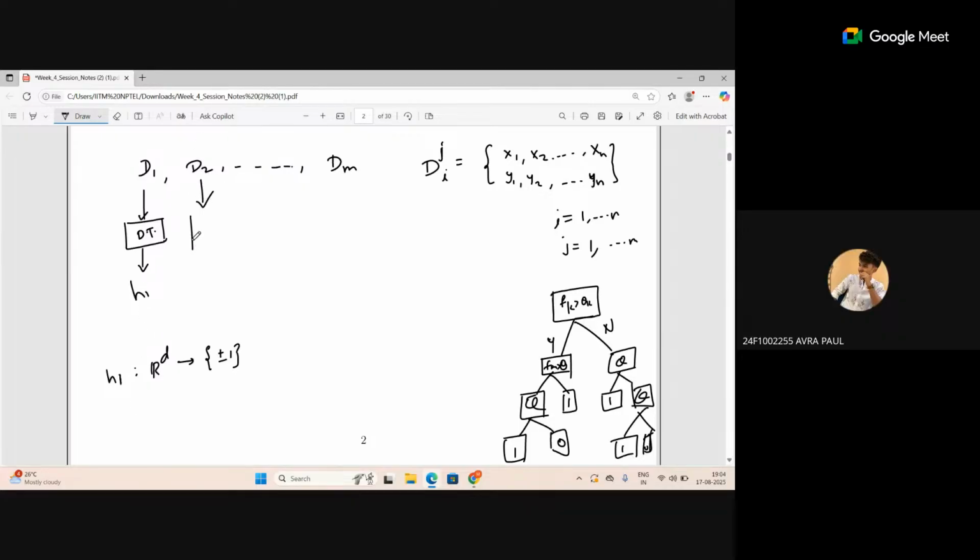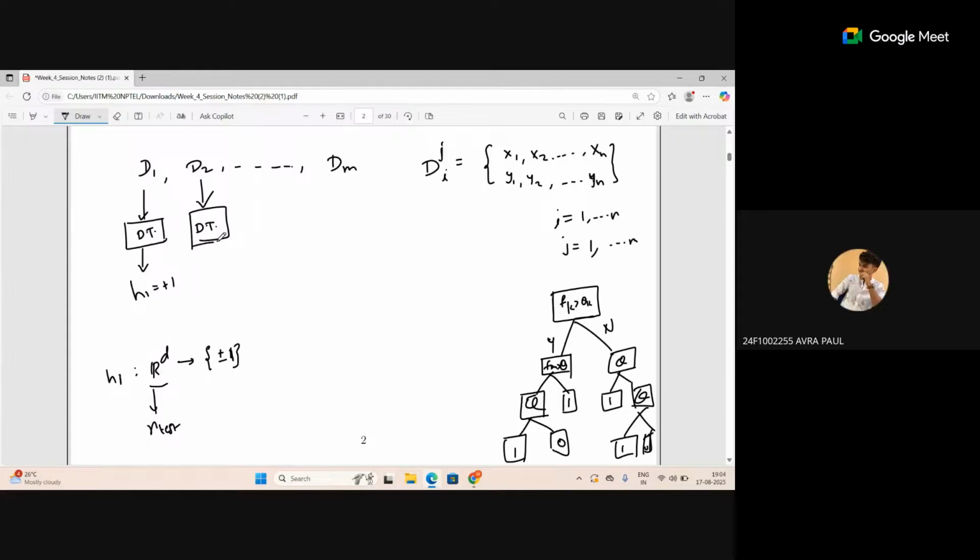What is this H1 again, sir? H1 is that's what I'm trying to say. It's a function which gives me, let's say if you have X test, a test data point, what will be the output of it? Either plus one or minus one, right? Let's say it is plus one in this case. For one test data point, if I use that test data point with that decision tree, its answer is plus one in this case.